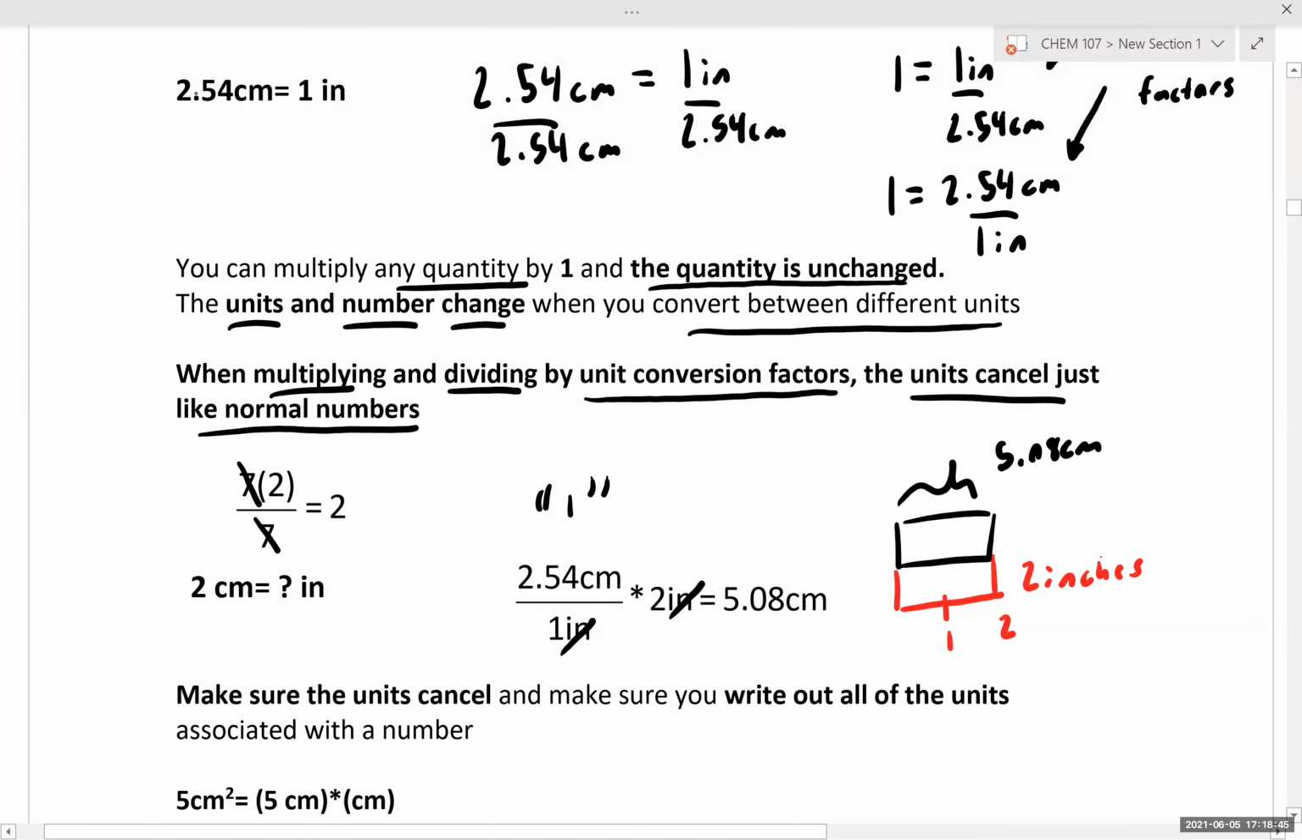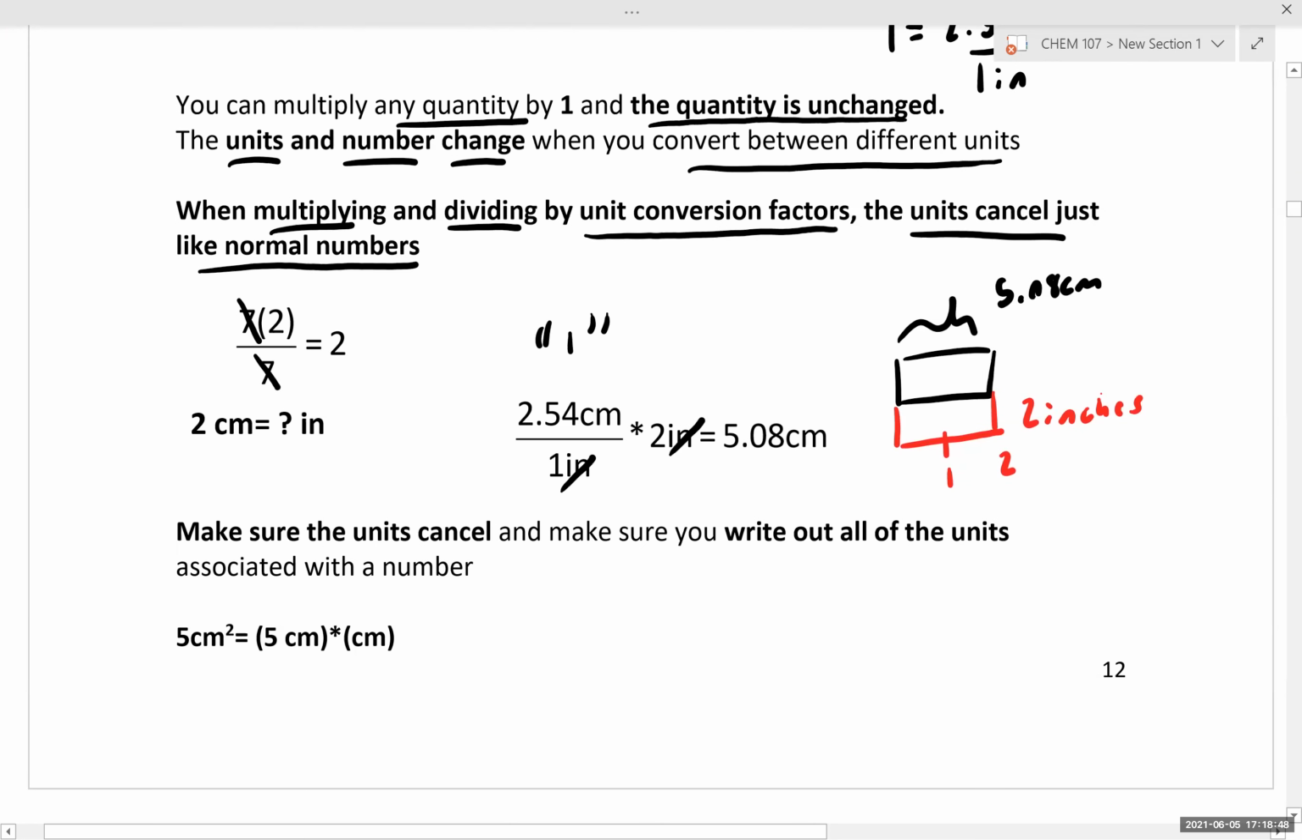What's really important in unit conversions is that you really have to make sure the units cancel. So in this case, inches over inches, inches cancel. And you need to make sure that you write out all the units associated with a number. Students commonly have trouble with cubic or square units in that they need to write out all of the units and completely convert all of the units in order to complete the unit conversion problem. So this is an overview on why unit conversion works.